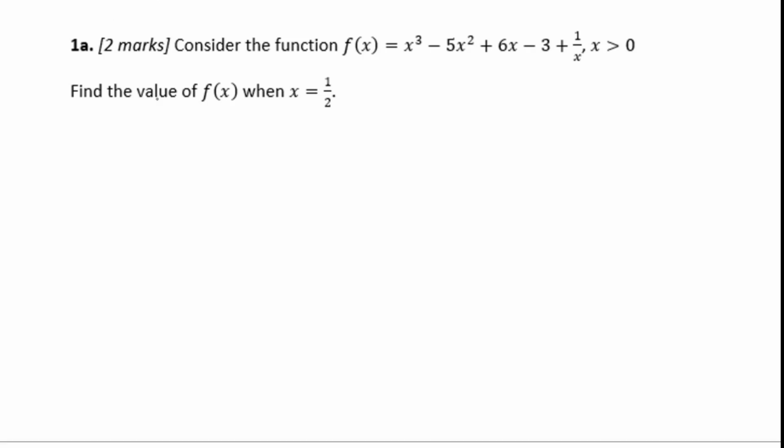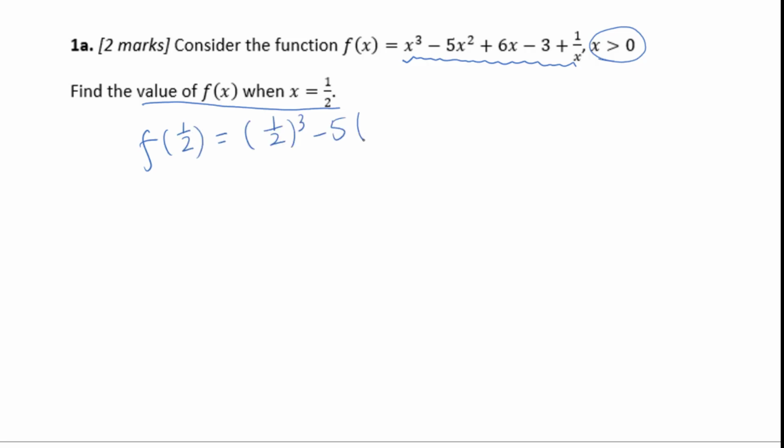For 1a, consider the function f of x equals x to the third power minus 5x squared plus 6x minus 3 plus 1 over x, x is greater than 0. Find the value of f of x when x equals 1 over 2. Basically, I'm looking for f of 1 over 2.